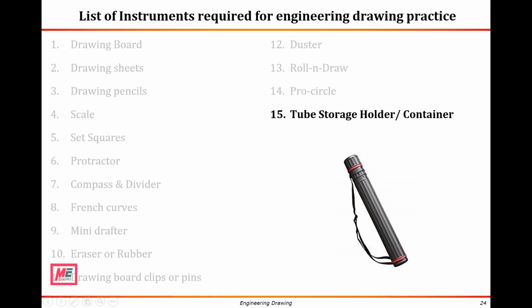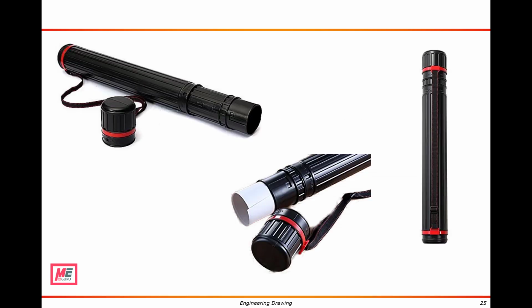The last one, number 15. Tube storage holder or container. It is also called a chart holder. It is used to store the drawing sheets. It is very handy in protecting our drawing sheets. It protects them from fading due to exposure to light and water, and is particularly useful when we are traveling with our drawing sheets. This container can be locked, extendable and portable.